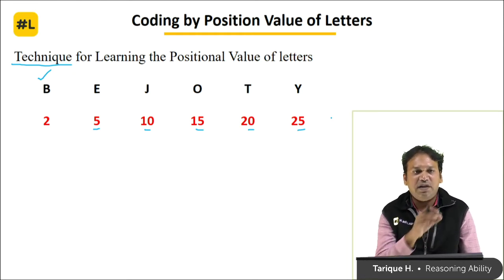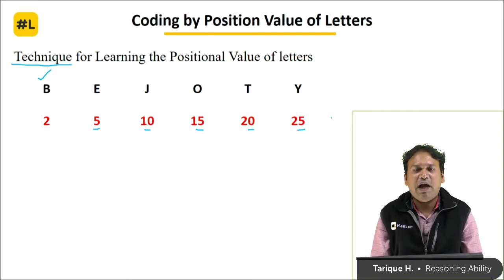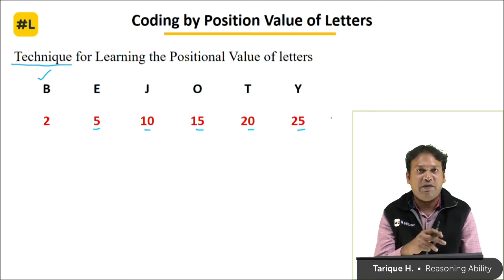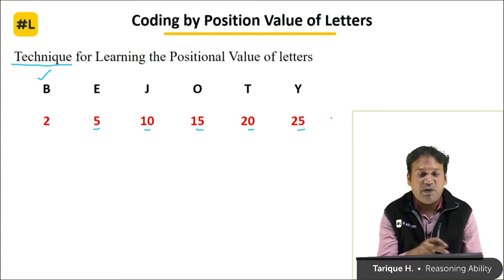So if I know these in between positions, finding out the positions of any letter in the English alphabet will not be difficult for you. So you don't have to memorize the entire table, and you don't have to write down A to Z every time you want to solve a question in the examination. That is the benefit of learning these in between positions.